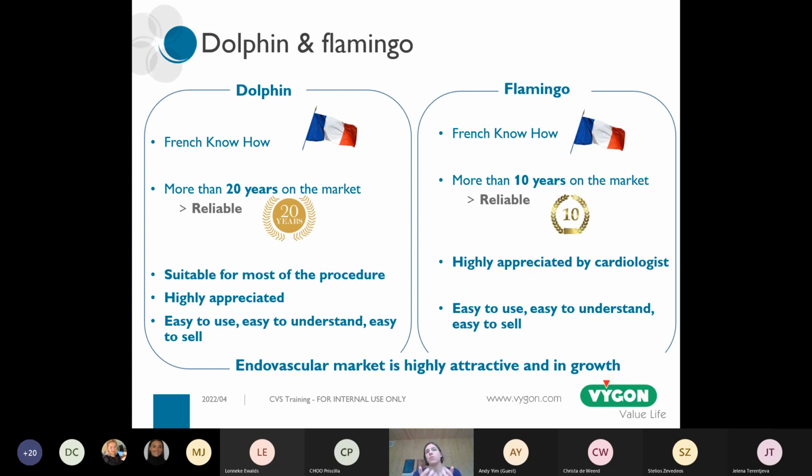The inflation devices are products that are very easy to sell. You don't need a lot of training, so they are a good point to discuss with the doctors. The Flamingo has been on the market for more than 10 years, so it is the same. It is reliable, very appreciated by cardiologists, and it is simple, it is easy. And you know that the endovascular market is highly attractive and growing, so you have a lot of opportunities to sell these products.